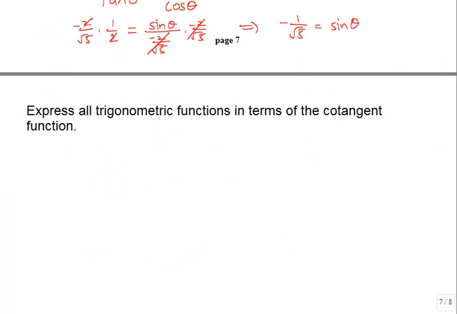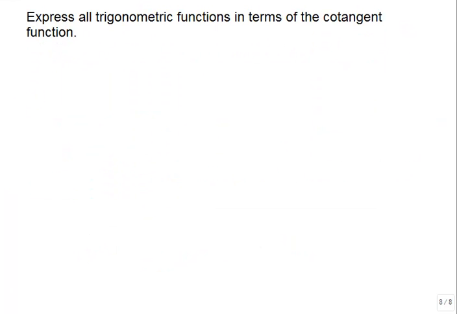Okay, one last problem. This is something you'll probably see in homework as well. It says express all of our trigonometric functions in terms of the cotangent function. So let's make our list again. We're wanting sine theta and cosecant, cosine theta and secant, tangent theta and cotangent. And this one sounds a little bit weird, but what we're trying to do is write all 6 of these so that on the right-hand side of the equals we have something in terms of cotangent.